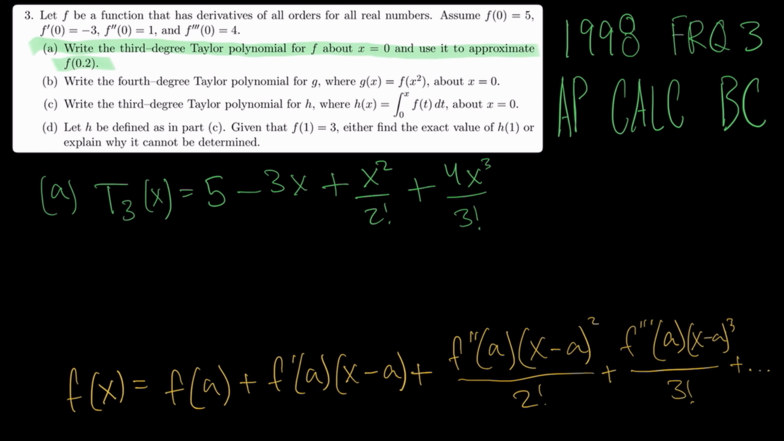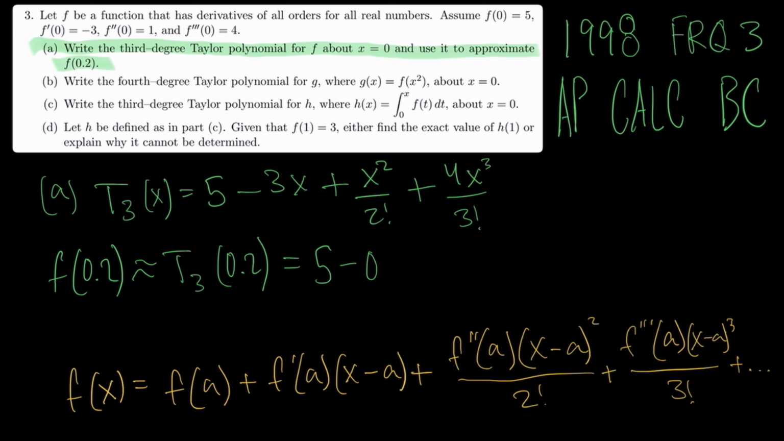Now we're asked to approximate f of 0.2, which is approximately t sub 3 of 0.2. And this equals 5 minus 0.6 plus 0.2 squared over 2 factorial plus 4 times 0.2 cubed over 3 factorial. And that does it for part A.